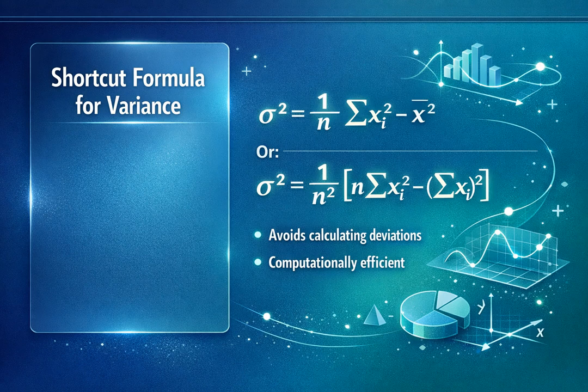A shortcut formula for variance avoids calculating individual deviations. Sigma squared equals 1 over n times sum of xi squared minus x bar squared. Alternatively, sigma squared equals 1 over n squared times n times sum of xi squared minus the square of sum of xi. This is computationally more efficient, especially for large datasets.